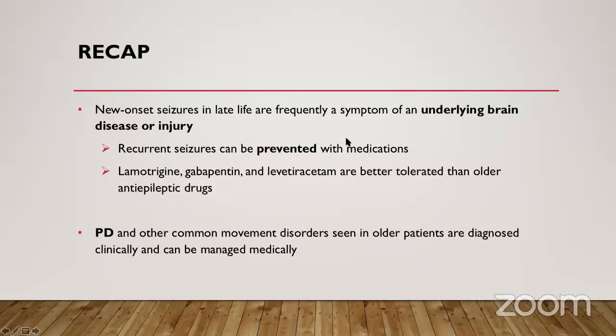Just to recap what we talked about: new onset seizures in late life are a frequent symptom of underlying brain disease or injury. That's why we have to investigate more. Recurrent seizures can be prevented by giving the patient medications, and the best treatments for seizures are lamotrigine, gabapentin, and levetiracetam. Parkinson disease is another common movement disorder in the geriatric population. We diagnose it clinically, but we manage it medically.